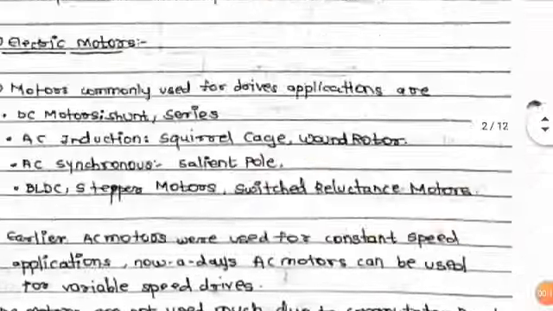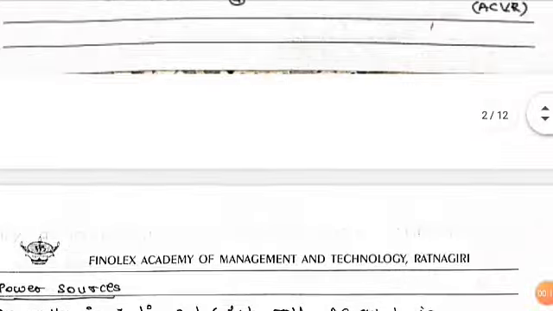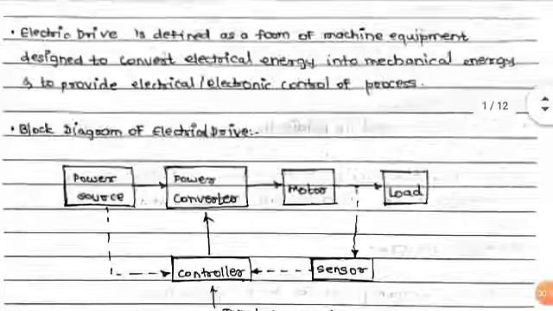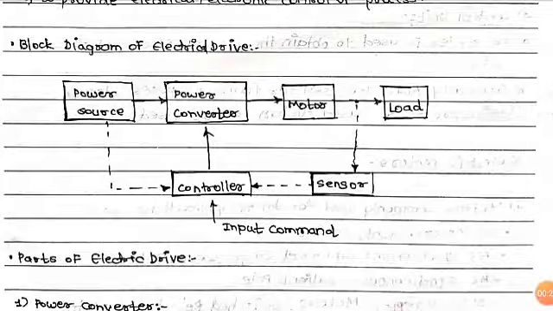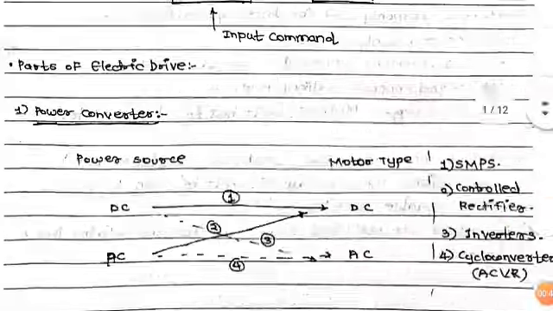In the last lecture, we have seen introduction to drives and definition of drive, then some examples of drives, and this block diagram of electrical drive. Also, I have explained the different blocks of this electrical drive with some example.